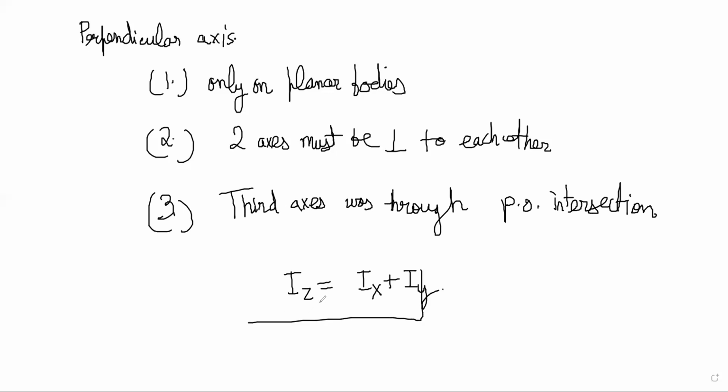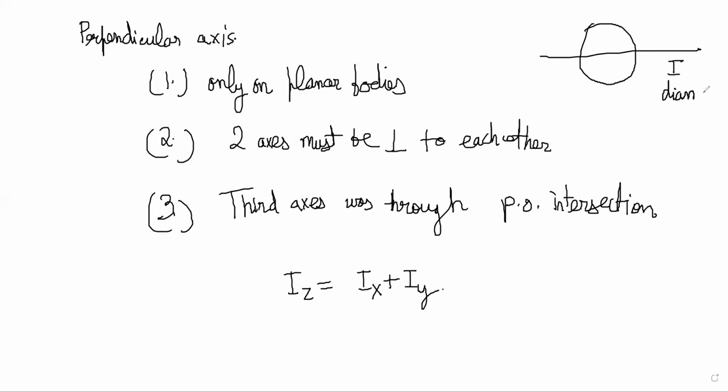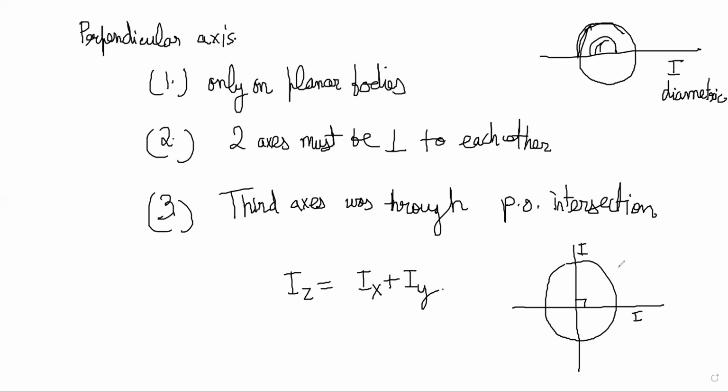Now this theorem is useful in situations like this: if there is a disk and you have to find the moment of inertia about a diametric line, it is not easy to construct elements and integrate easily. But by symmetry, this diametric line and that diametric line should have the same moment of inertia, because there is no difference between these two diameters. So take any two perpendicular diameters, each having I. So this axis should be 2I, and this axis is very easy to calculate.